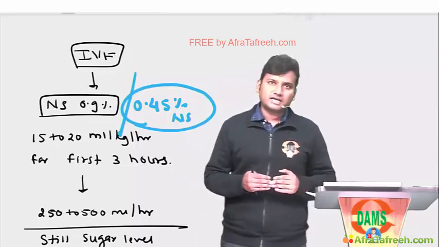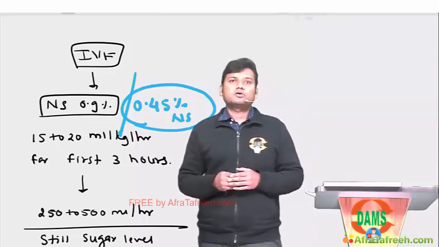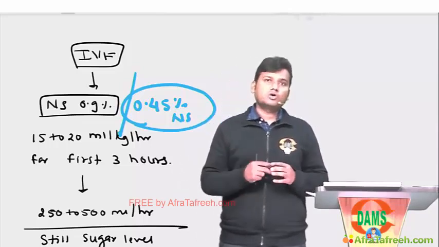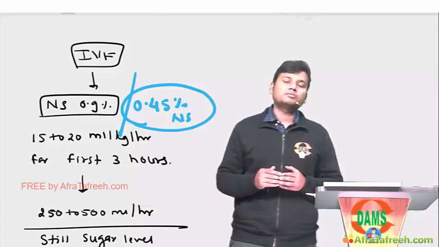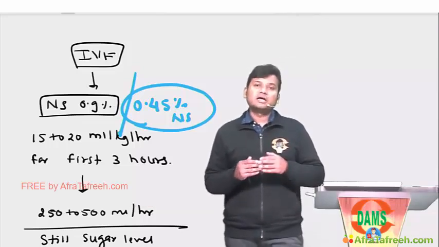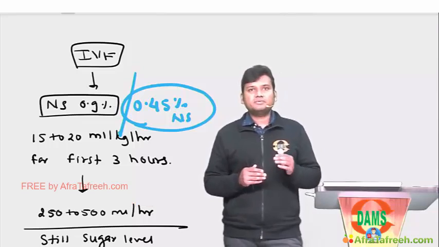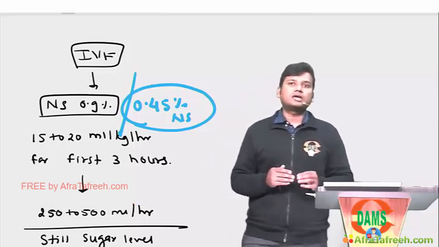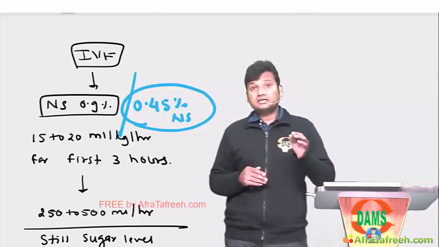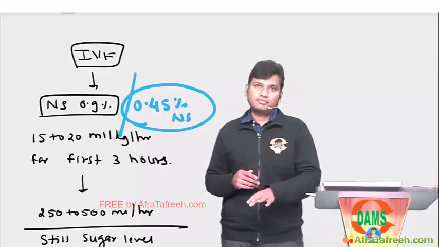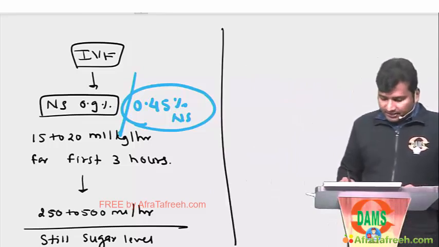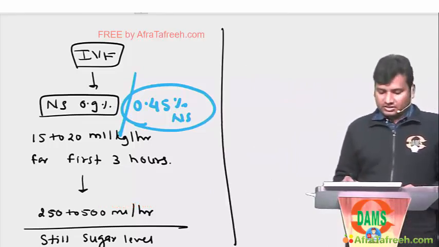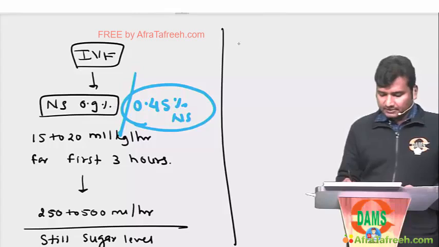0.45% normal saline is having a lot of water molecules. Sodium ions are very less in 0.45% NS. Actually, 0.45% NS is also called half NS, and it is a treatment of hypernatremia. Okay. Now, the second important point in a patient of diabetic ketoacidosis is insulin.